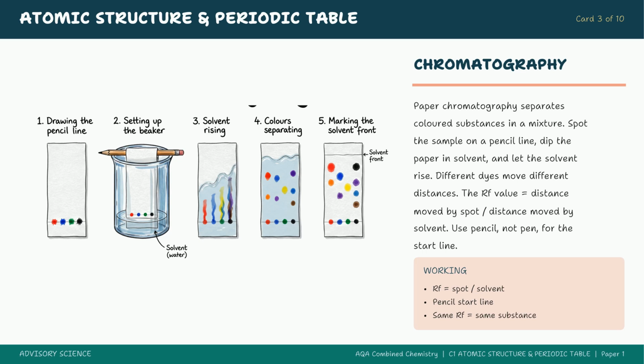Just a tip, always draw the start line in pencil. If you draw it in pen, the pen would dissolve and ruin the result. RF is spot over solvent. Both distances are measured from the start line.